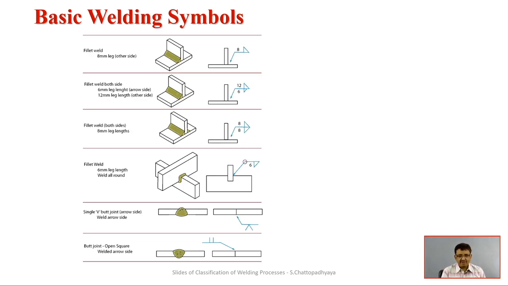Different welding symbols are also very relevant, because all these things are designated by welding symbols. This shows the fillet leg length and how the formation will be. The first one is the fillet weld with a one-sided leg. The next is the double-sided one, where the leg lengths are 12 and 6 millimeter. The third is symmetric, the same on both sides. The fourth is the overlapped one, shown in the figure. Then the V joints are represented by this figure, and then the butt joint with open square and other configurations, using these symbols. These symbols are used in the design office to tell people how to do those things.